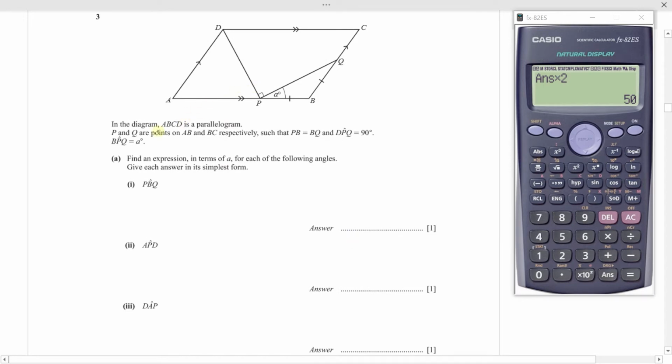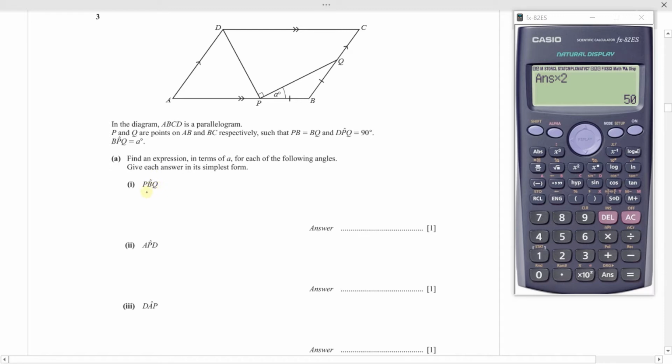So question number 3 is, in the diagram, ABCD is a parallelogram. P and Q are points on AB and BC. These two lines PB and BQ are equal. This angle is 90. This angle is A degrees. So first part is, find an expression in terms of A for each of the following angles. Give each answer in its simplest form.